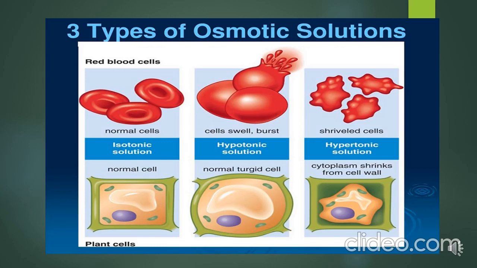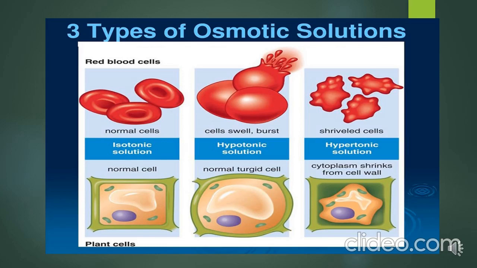And in hypertonic solution, when inside the cell is having more concentration and outside is having lower concentration, water will move from inside the cell to outside the cell. This will cause the shrinkage of the cells, and we also call them shriveled cells.